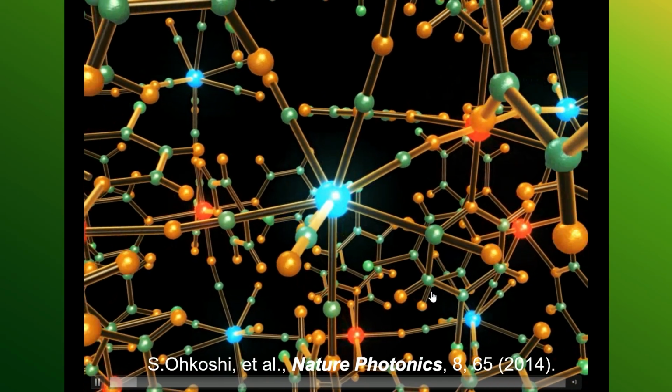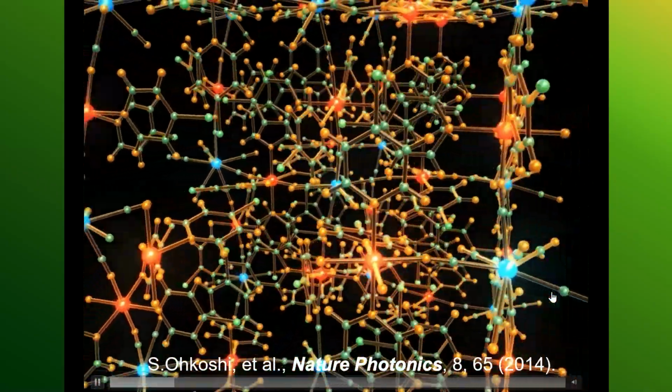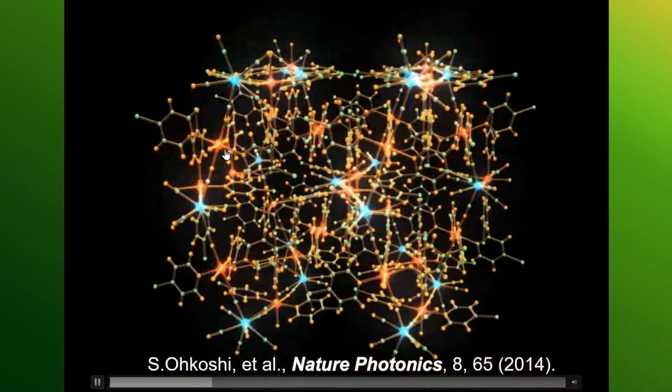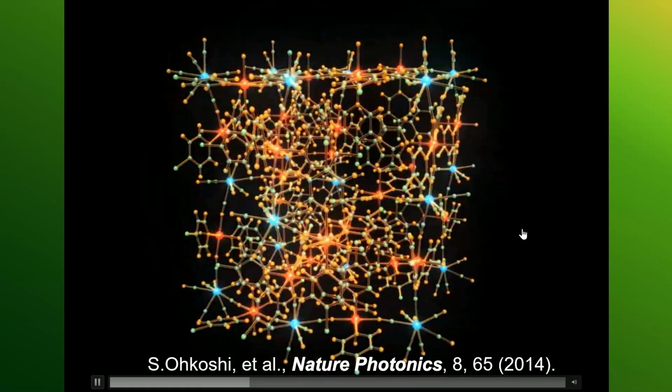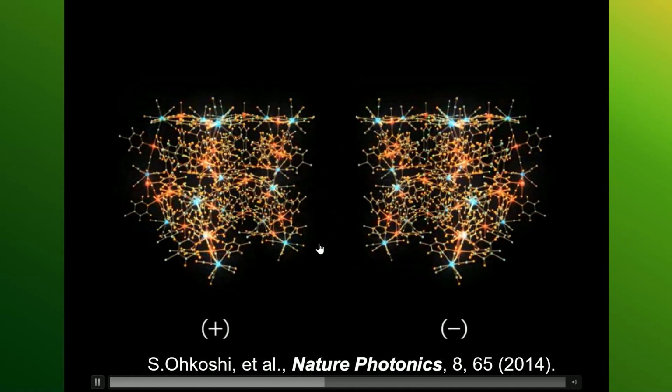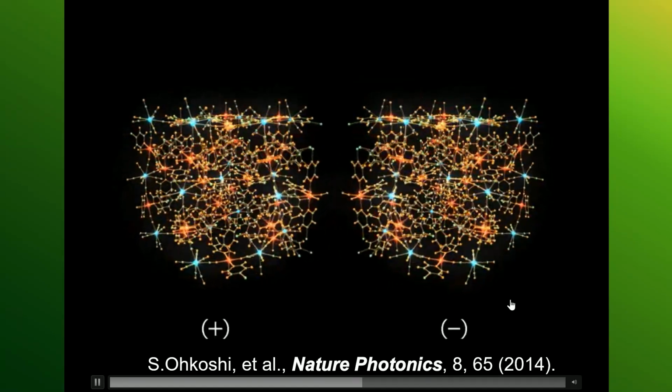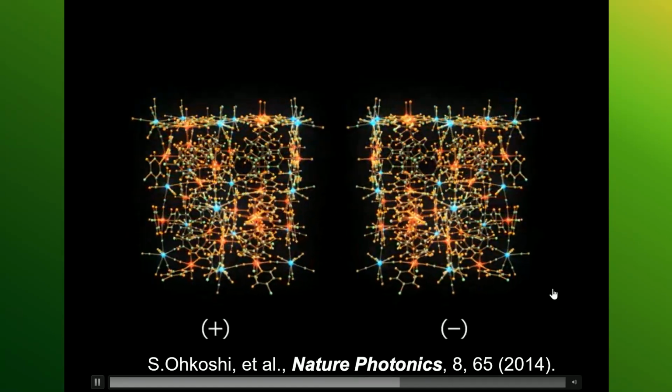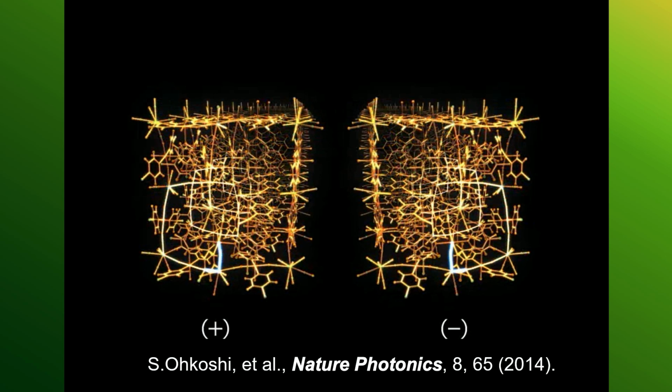Here is one example of what we synthesized. You can see metal ions and organic heterocycles, or benzene rings. You see the positive and negative here, but this is a unit cell, so please think of it as a crystal structure that has grown infinitely large.